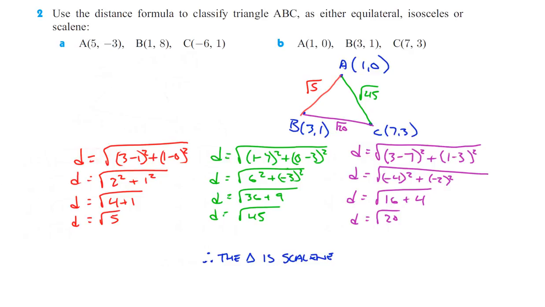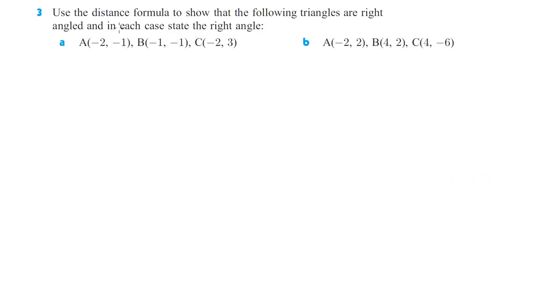Okay? All right. On to the next problem. Use a distance formula to show that the following triangles are right-angled, and in each case state what the right angle is. So again, I'm just going to use the same process that we did before. Just draw the 3 points out here. So let's start with A up here. A is negative 2, negative 1. B is negative 1, negative 1. And then C here is going to be negative 2, positive 3. Okay, so let's draw our lines here.